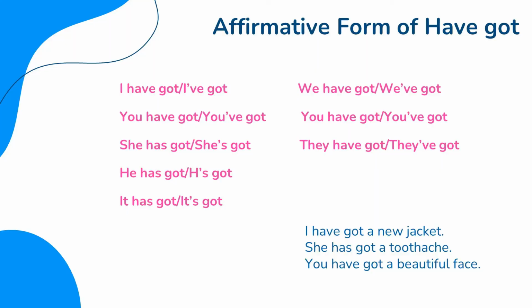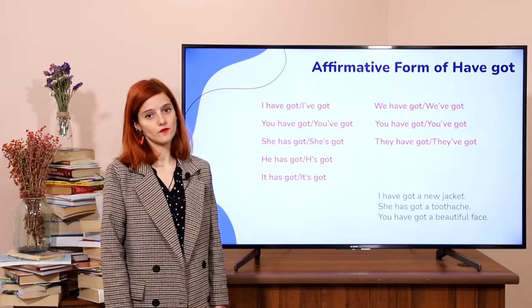I have got, I've got. I've got դա կարճ տարբերակն է։ You have got. She has got. He has got. It has got, it's got. We have got. You have got. They have got.